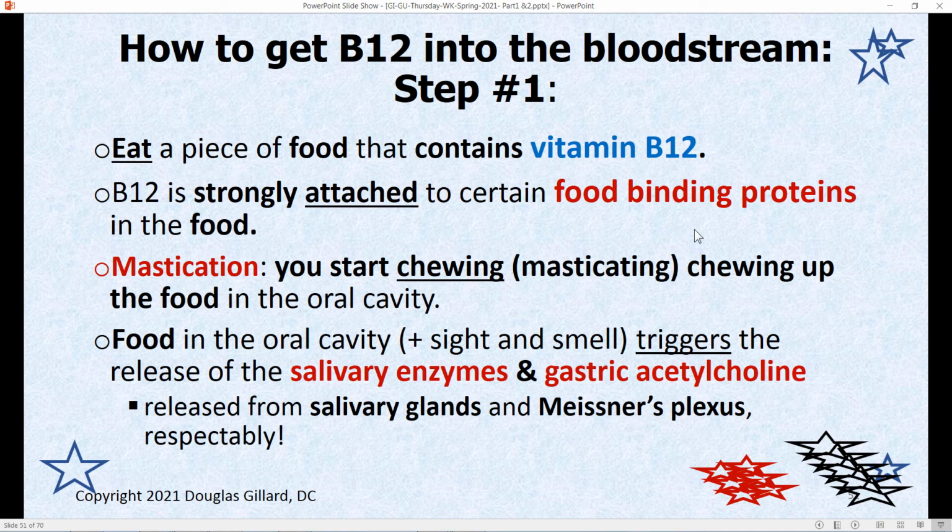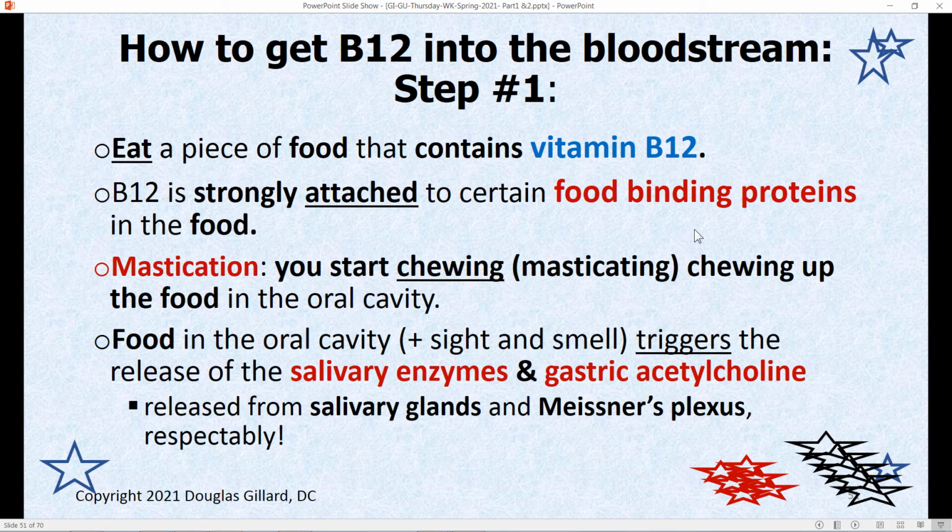So how do you get B12 into the bloodstream? Step 1, you have to eat a piece of food or eat some egg that's got B12 in it. B12 doesn't come by itself. It's got to be bound to something. There are certain proteins that hook up with vitamin B12, and we're just going to call them food binding proteins. So you start chewing up your food. You can't dislodge the B12 from the food binding protein. They're going to be stuck together.